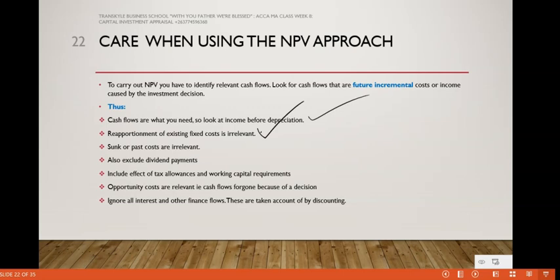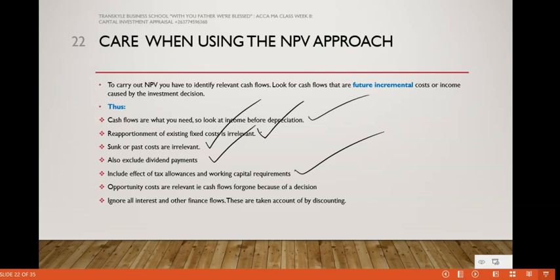Okay, and normally fixed costs are irrelevant. In other words, fixed costs are irrelevant. Sunk costs or past costs, the costs which have already been incurred, are irrelevant. Okay, you need also to include dividend payments, but you have to include the effect of tax allowances and working capital requirements. These ones have to be included when you are doing your NPV computation.